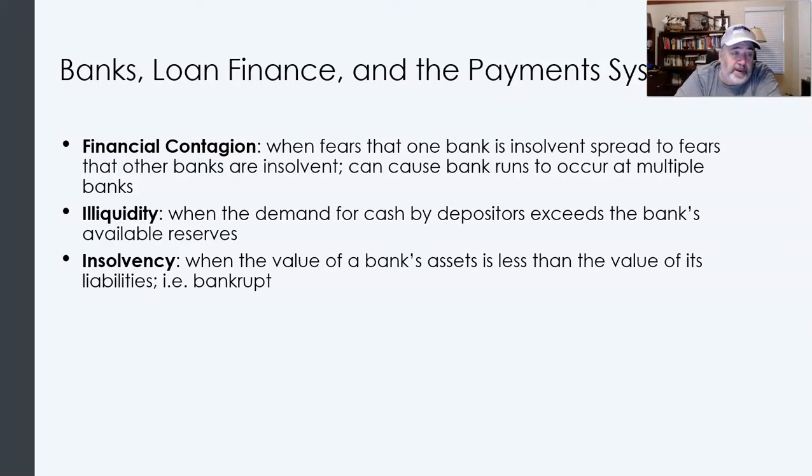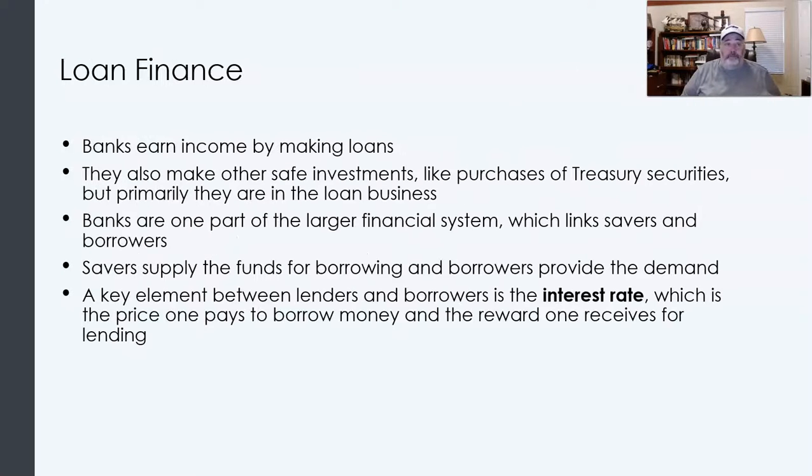Illiquidity is when the demand for cash by depositors, people who put money in the bank, exceeds the bank's available reserves. So if you put your money in the bank and you try to pull it out, they may not have that money in reserve. They may not have that money readily available in the bank, and that would make the bank illiquid. Insolvent is when the value of the bank's assets is less than the value of its liabilities. It's basically a bankruptcy, right?